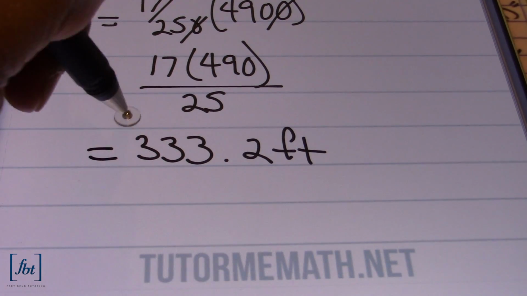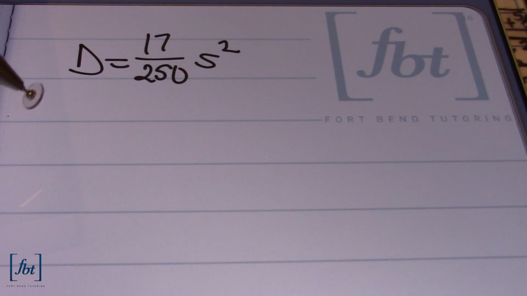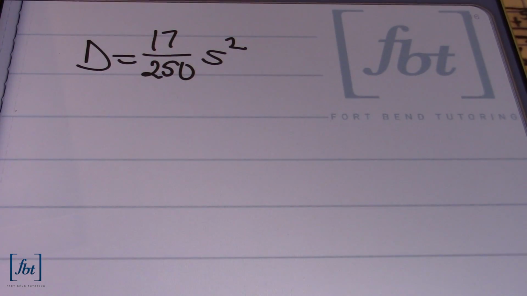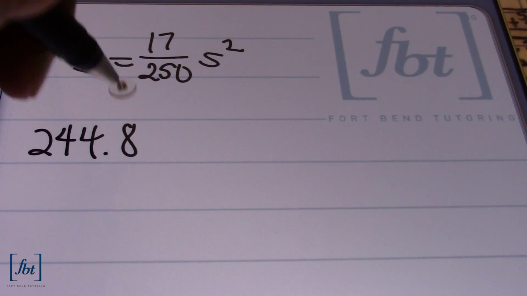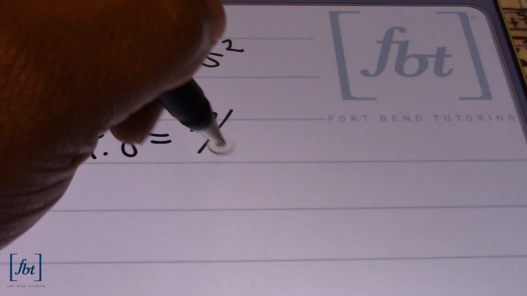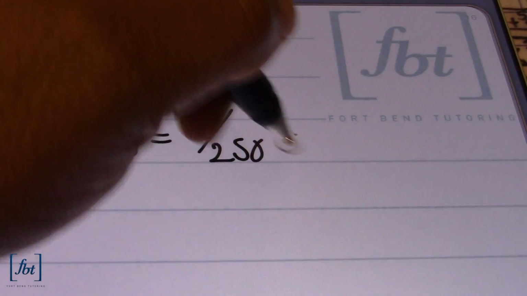Red box it. For part B, we're going to use the same variation equation, as they didn't give us any different information to solve part B. So solving part B of problem 6, if it takes 244 and 8/10 feet for a car to stop, how fast was it traveling before the brakes were applied? We're going to replace our D with 244 and 8/10, and we're going to solve for our speed here.